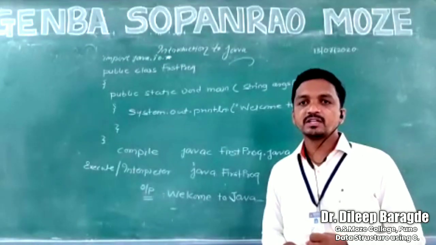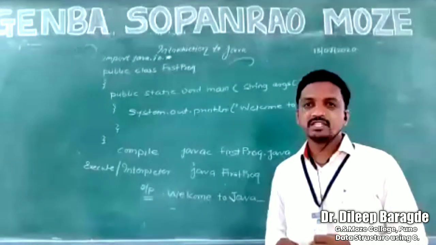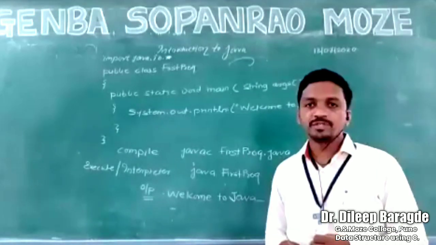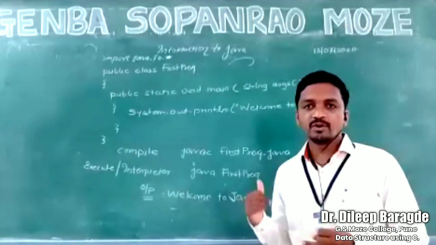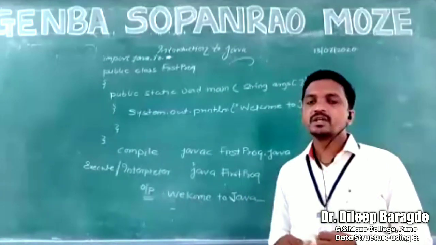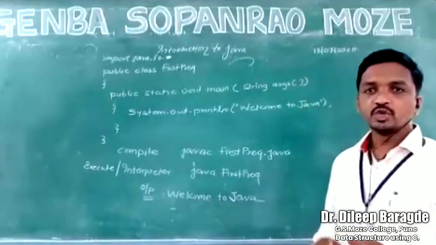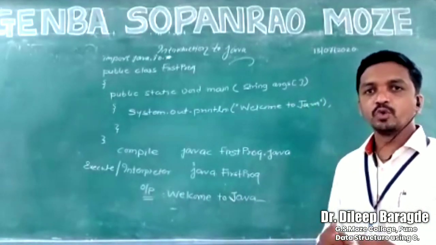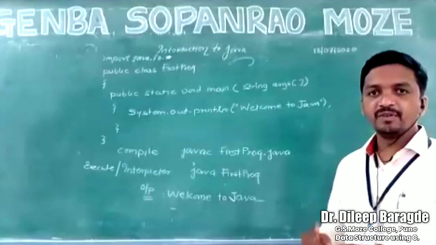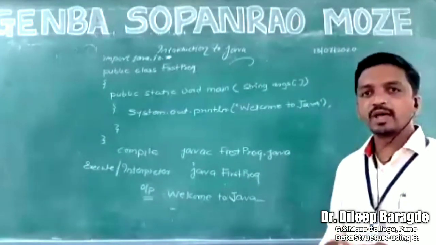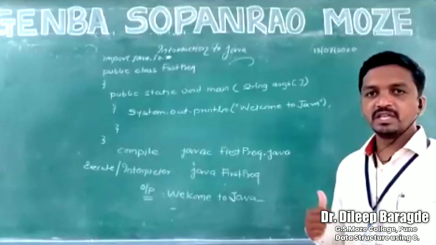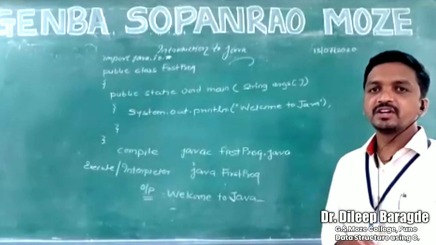Static means it should be class oriented. The class can access these functions before creating any object. The program will begin from this function, so the static keyword is used. Then void, the function should not return any value, so void is used. The main function name is written. Every program should have one main function. In the parameter, you have to pass String args.